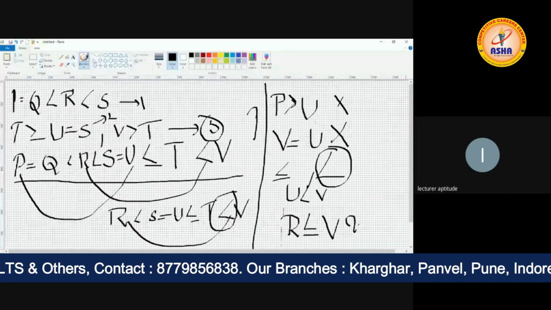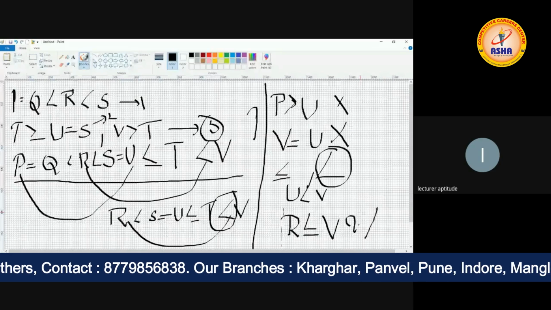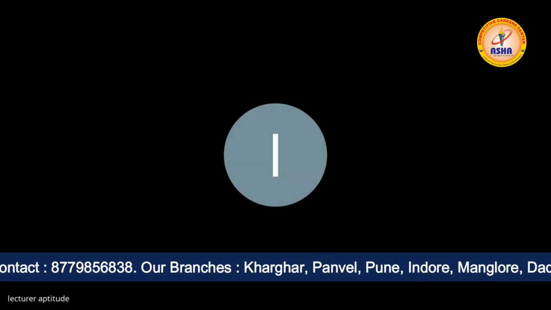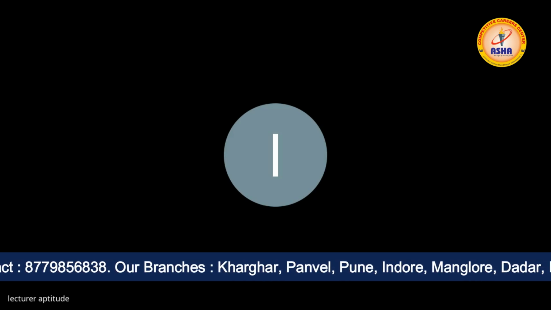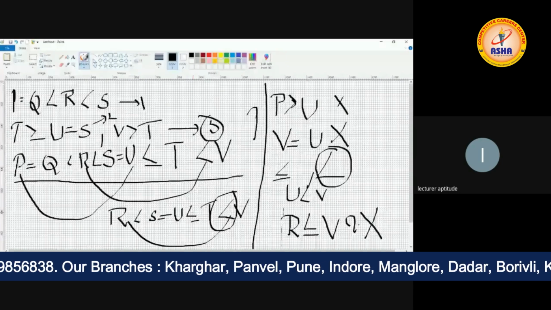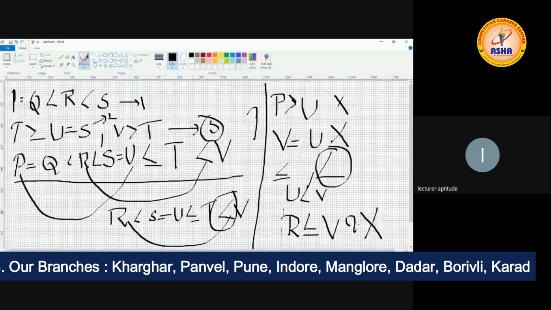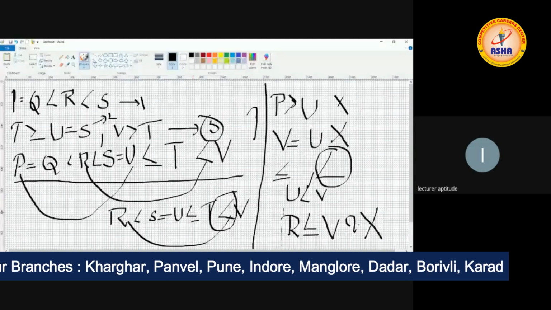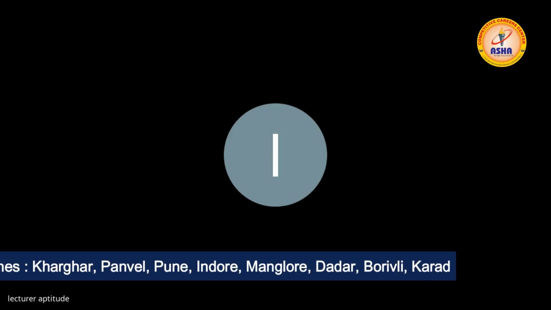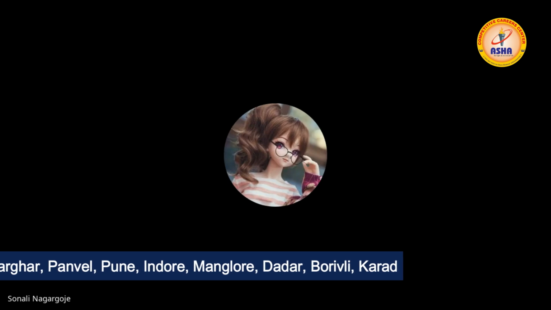Why? Because between R and V there are a number of signs: the less than sign, the equal sign, the less than or equal to sign, and again the less than sign. We just have to compare which is more prior, we just have to compare the priority. So we got that. That is also possible: Q is less than V. Only one option is correct, ma'am.